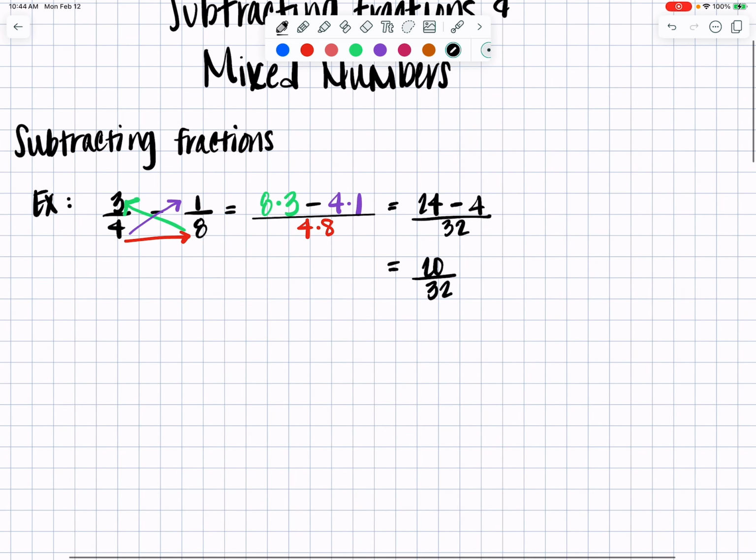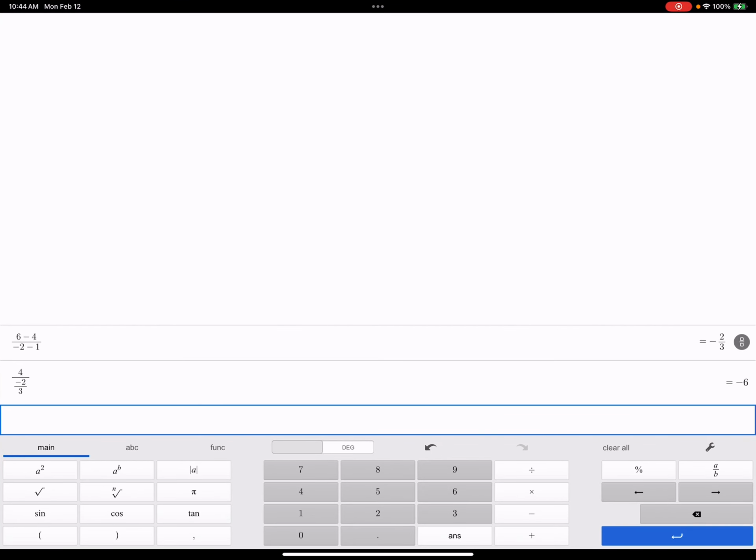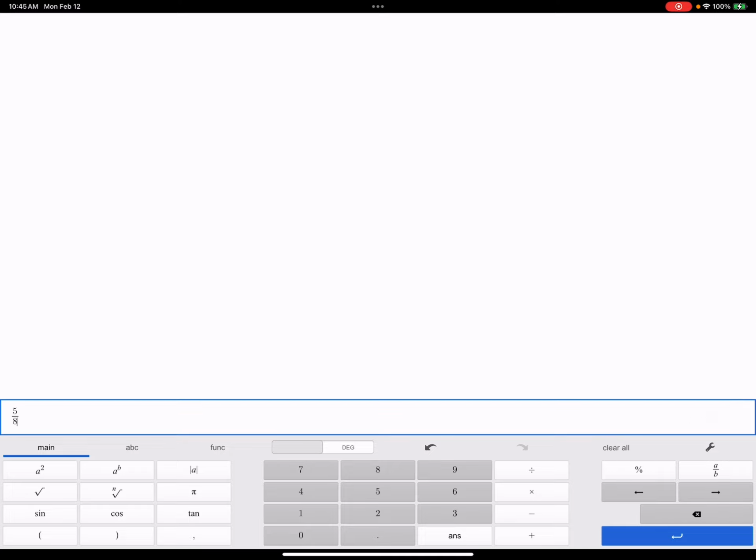Now, I know that both of these are divisible by 4, so if I want to reduce my fraction to lowest terms, I'm going to divide the numerator and the denominator by 4. So I'm left with 5 over 8. If you needed to put that in decimal form, let me switch to Desmos Scientific real quick because that's the one you guys have access to. I would do 5 divided by 8, and it gives me 0.625.